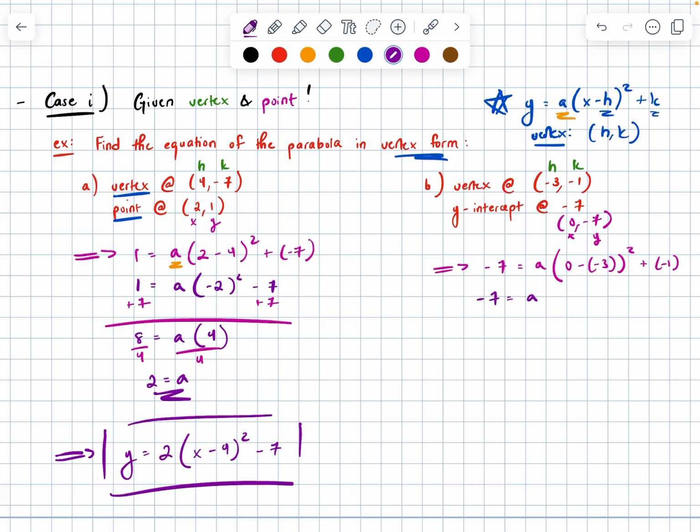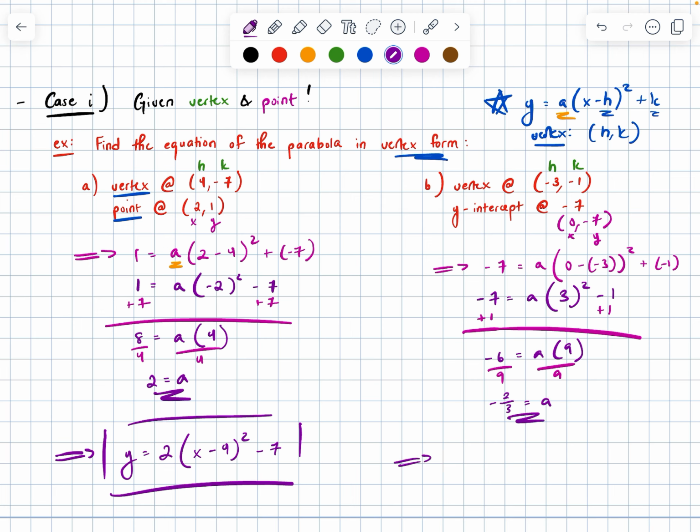Simplifying, I've got negative 7 is equal to a times the quantity 0 minus negative 3, which is really 0 plus 3, which gives me 3 squared, plus negative 1, which I'll once again write as minus 1. Now my goal is to get a by itself. Inverse operations, let's start by adding 1 to both sides. Negative 7 plus 1 is negative 6, and then I've got a times 3 squared. 3 squared is 9. Dividing both sides by 9 will get me a by itself, and negative 6 over 9 reduces to negative 2 over 3.